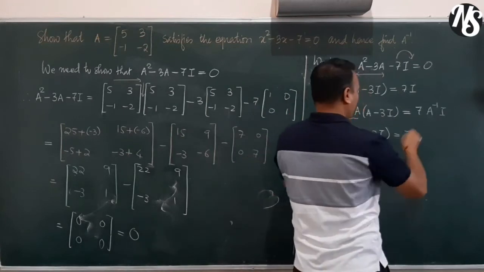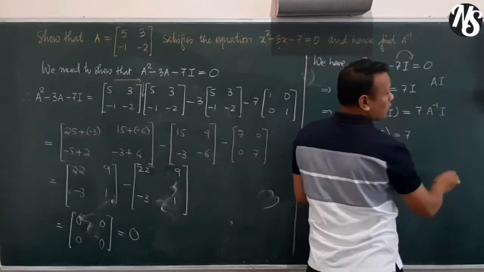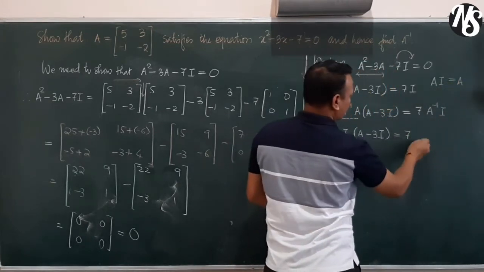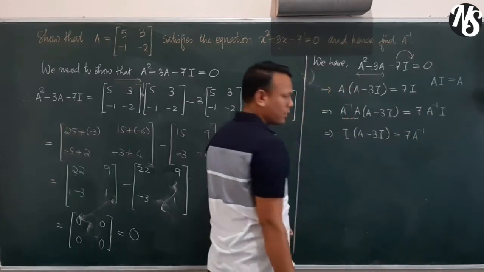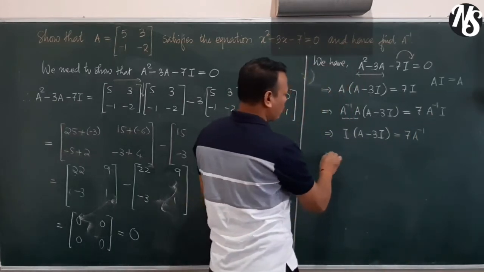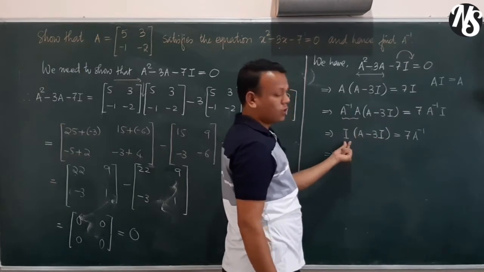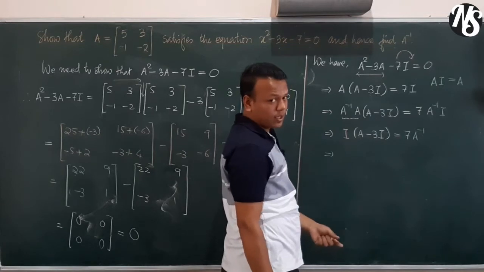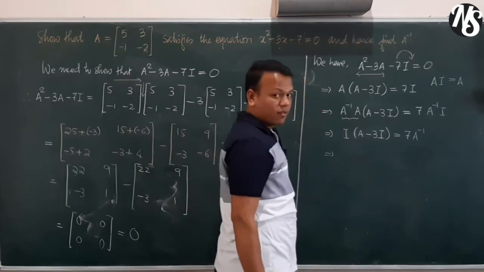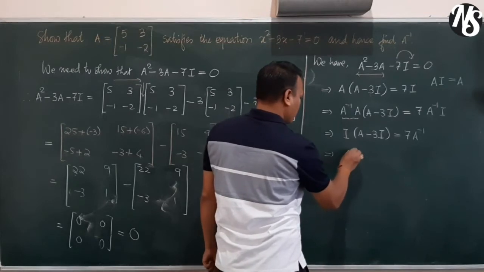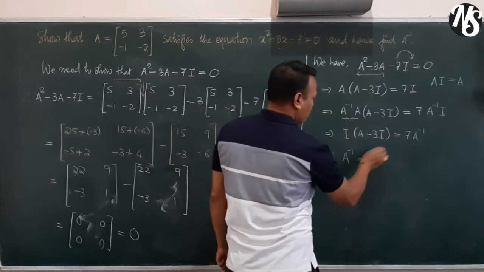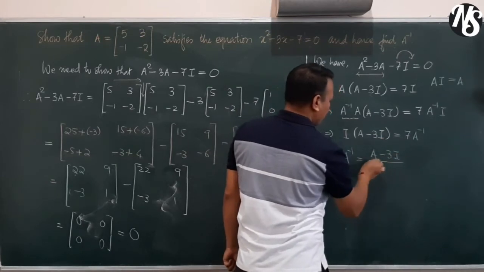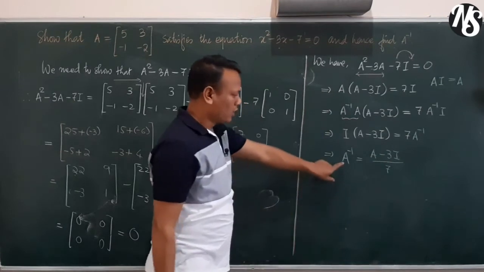Remember one more thing: if you multiply any matrix with the identity matrix, you get the same thing. So that means A inverse I will remain A inverse only. I told you, multiply any matrix with identity, you get the same thing, so I into this will remain this much itself. And what is my aim? My aim is to find A inverse. So from here, A inverse will be, bring this to the denominator, (A minus 3I) divided by 7. This is how we find the inverse.